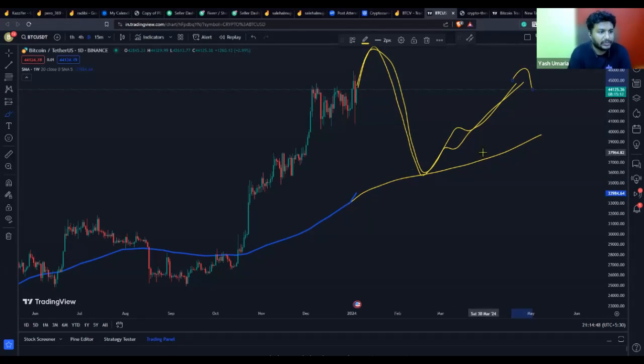So the 20-week moving average gives you the sentiment of the market, and also helps you to identify when the next bull market is going to start.